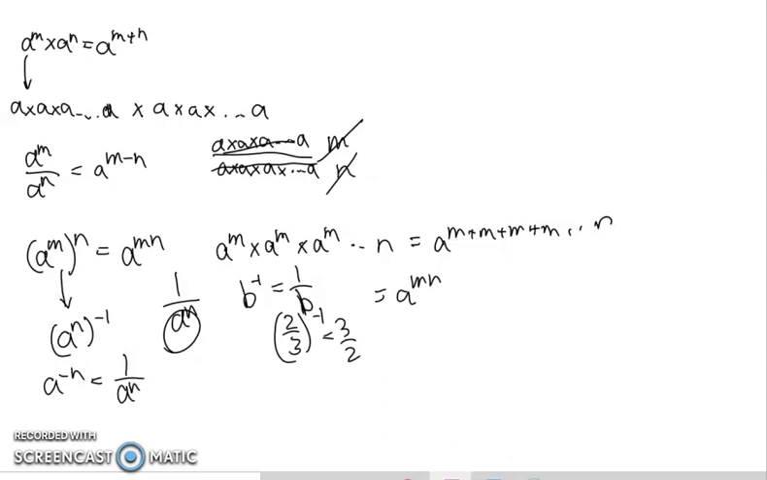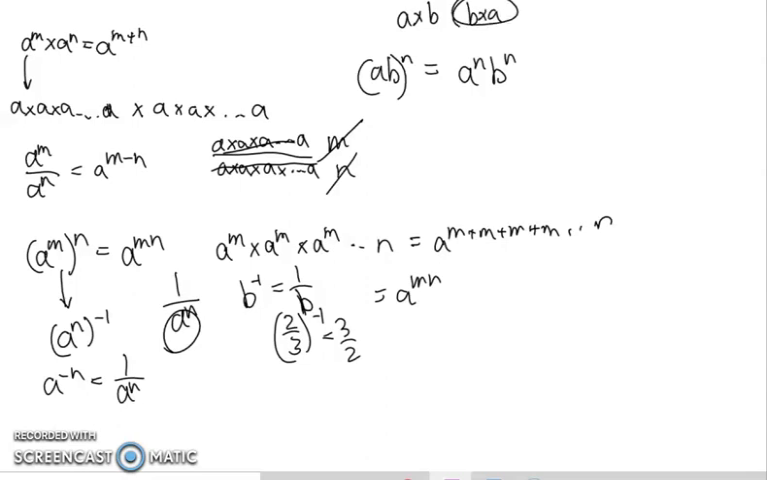Now, next rule we have is ab to the power of n is equal to a to the power of n, b to the power of n. Now, remember multiplication, it doesn't matter if we do this or we do this, right?